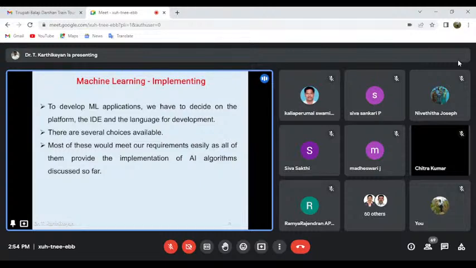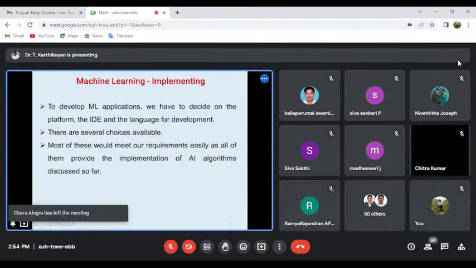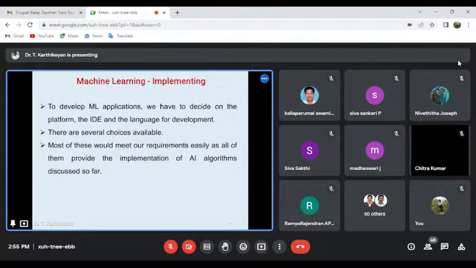There are several choices available. Most of these would meet our requirements easily, as all of them provide the implementation of the artificial intelligence algorithms we have discussed so far. If we are developing these machine learning algorithms on our own, the following aspects need to be understood carefully.